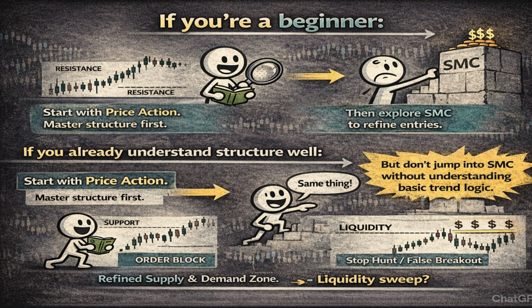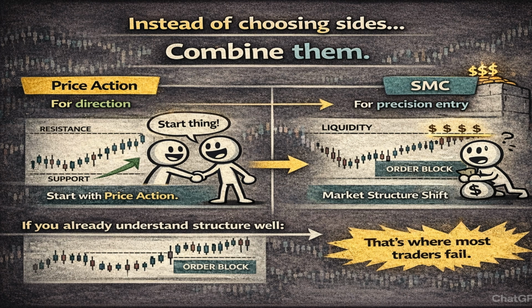If you're a beginner, start with price action. Master structure first. If you already understand structure well, then explore SMC to refine entries. But don't jump into SMC without understanding basic trend logic. That's where most traders fail. Instead of choosing sides, combine them. Use price action for direction, SMC for precision entry. That's powerful.